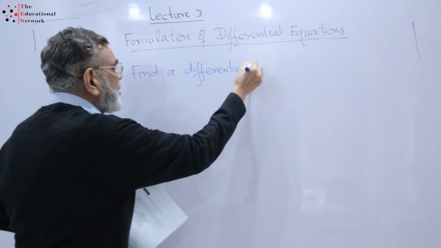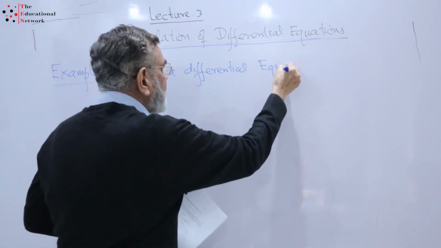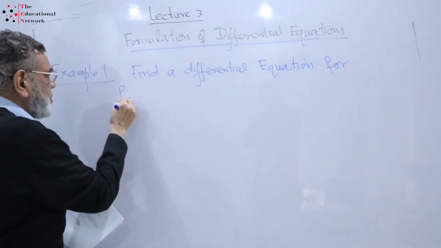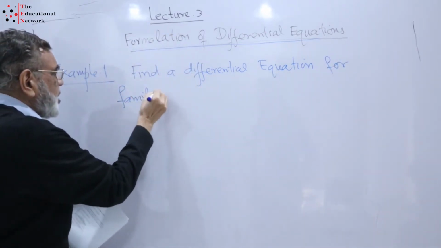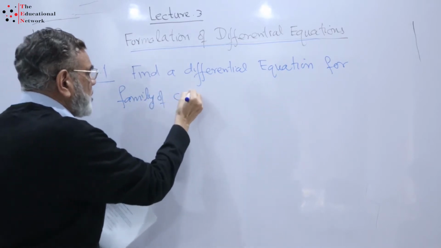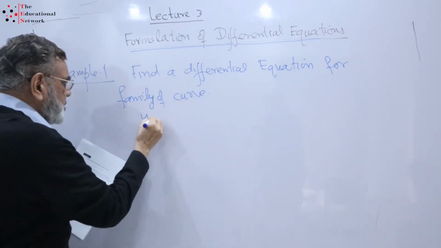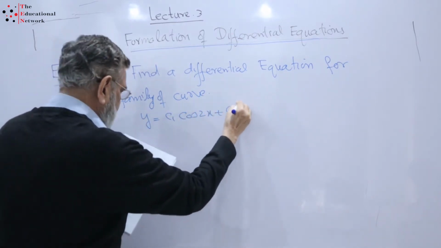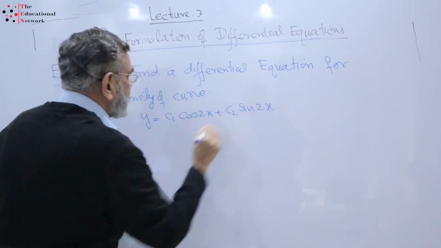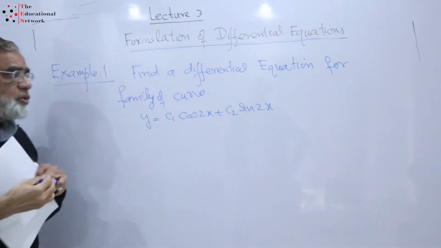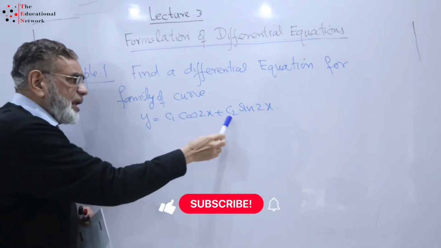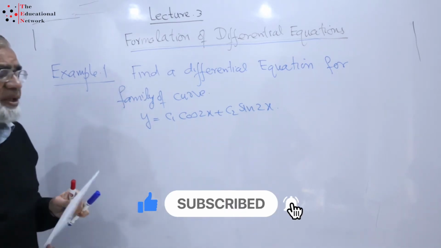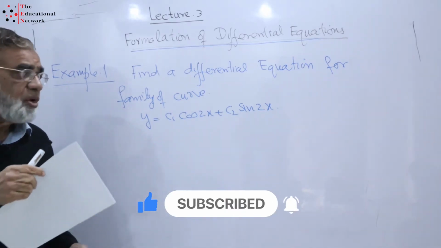Find the differential equation for the family of curves y equal to c1 cosine 2x plus c2 sine 2x. You can see here that we have two arbitrary constants c1 and c2. This means the differential equation we are going to formulate must be of order 2.